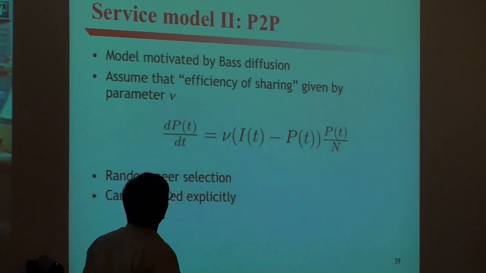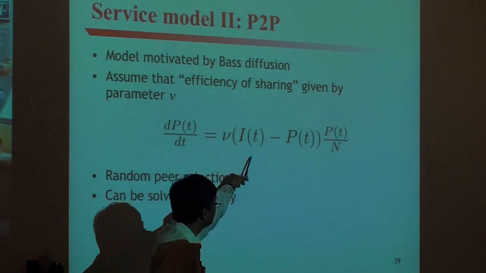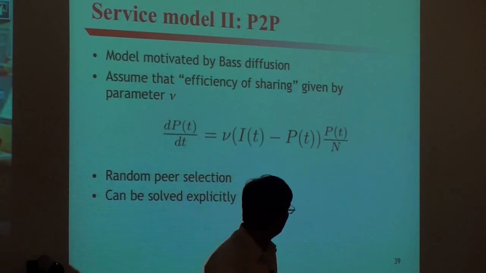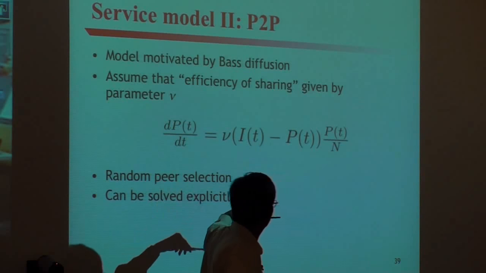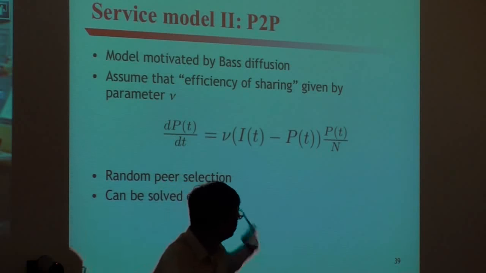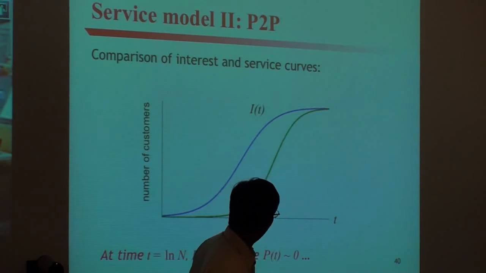The service model for peer-to-peer is essentially the same kind of thing. It's basically if I'm interested but I don't have it, I ask somebody at random, and if they have it, I can get it off them. So really the interest and the possession couple into each other, because only if I'm interested will I ask, only if I have it can I serve. So that is the point. This too can be solved explicitly. It gives you a green curve which looks like that.